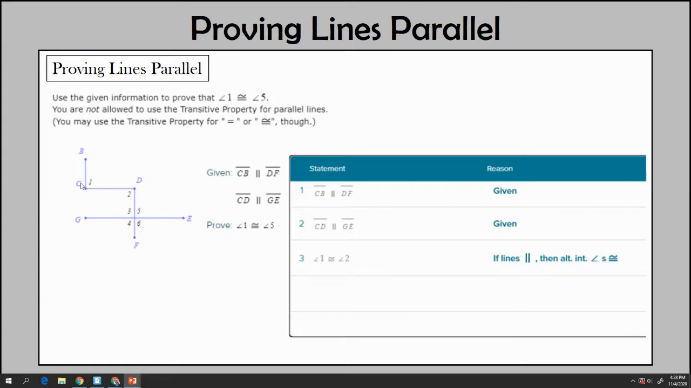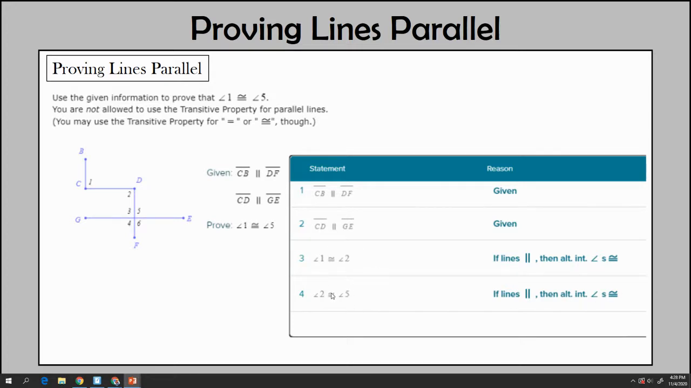I also know, because CD is parallel to GE, that angle 2 is congruent to angle 5, because angle 2 and angle 5 are alternate interiors between these two lines. So if the lines are parallel, which we know they are, then alternate interior angles are congruent.